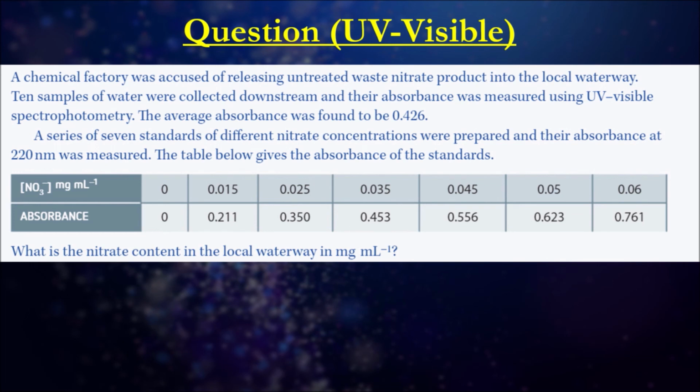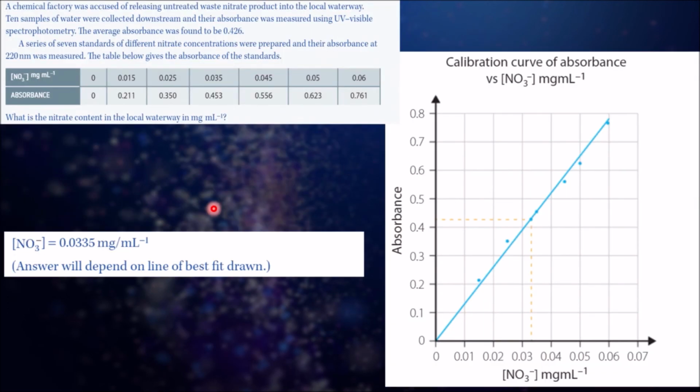Alright, just another question that you can have a look at and read through. You can pause it here and I'll show you the answer. Alright, showing the answer. Again, you just plot it out and you should get approximately this number here. Obviously it might change or fluctuate depending on the line of best fit you create.